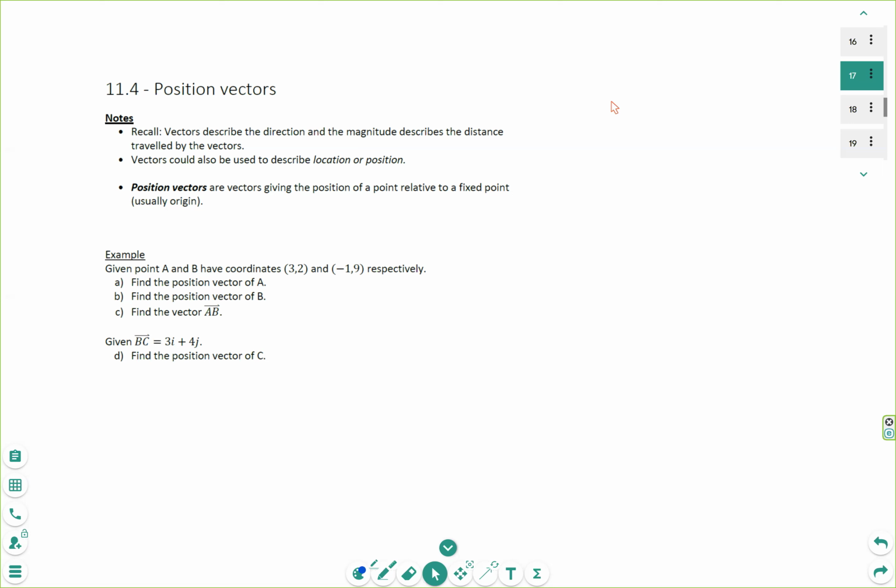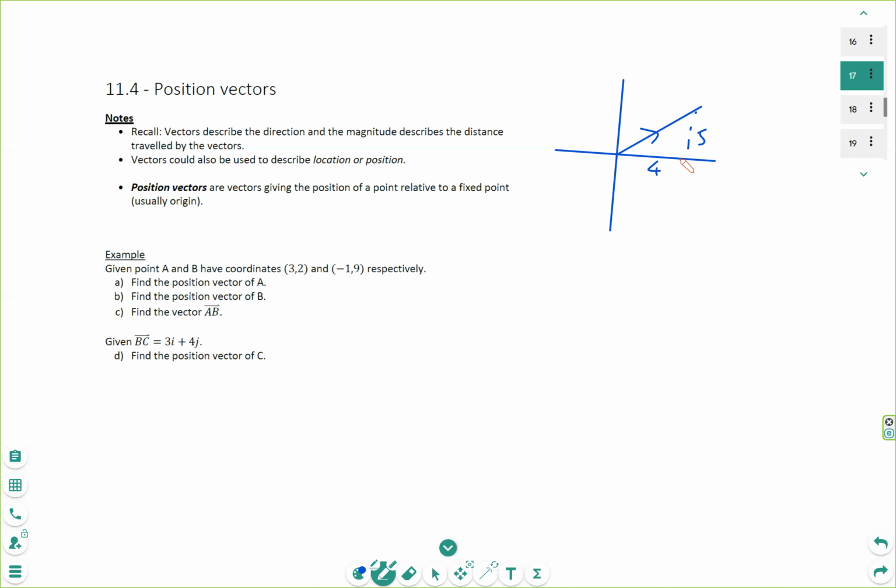So recall, vectors describe the direction. Let's say 4i plus 5j. Then we know that vector is going to the top right, because 4 to the right, 5 up. And the magnitude describes the distance.